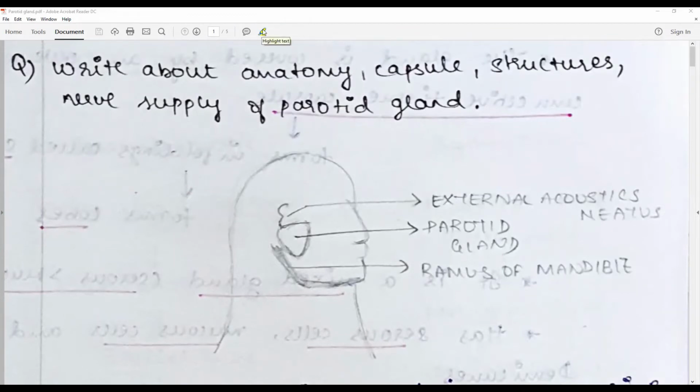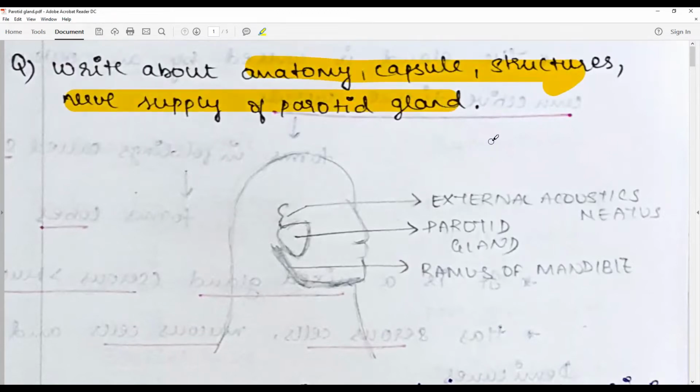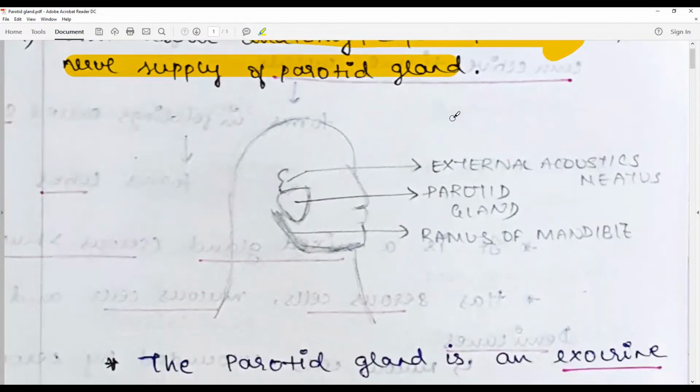The question that we are going to see today is the anatomy of capsule and structures and the nerve supply associated with parotid glands. Very often repeated amalgamation of anatomy and oral histology questions. Start with this diagram: a face where the parotid gland is situated, mark it. The face should be a little bit neat.